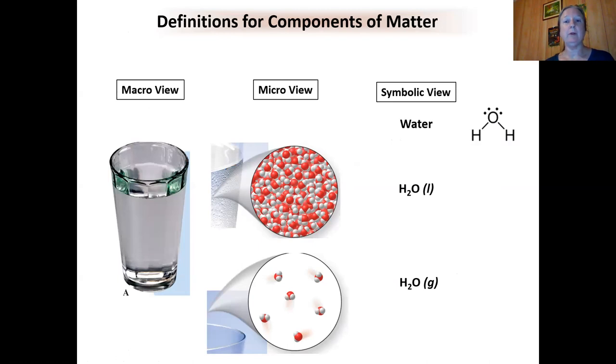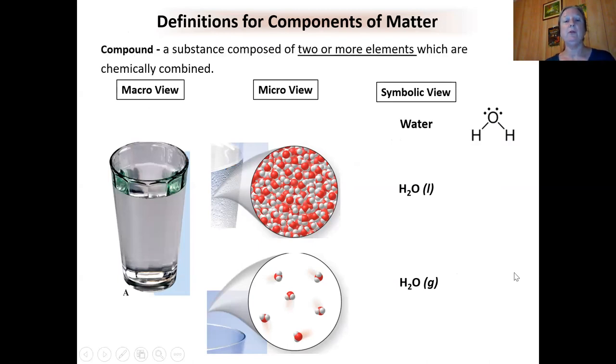A compound, on the other hand, has two or more atoms, but they're different atoms. So this is your core definition. A compound is a molecule, but a molecule is not necessarily a compound. A compound has different atoms in it. So a molecule of chlorine gas only has chlorine, it's not a compound. So a compound is two or more different constituents in your molecule. So water is a compound, it's oxygen and hydrogen.